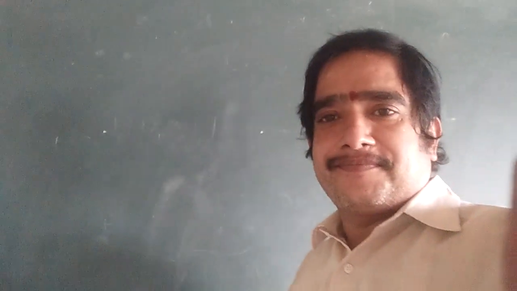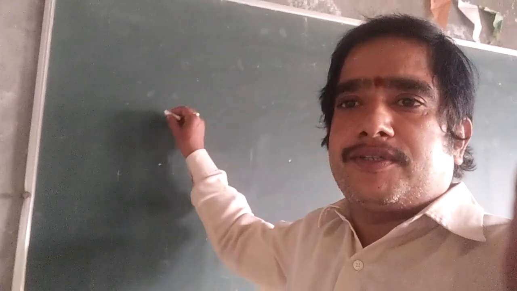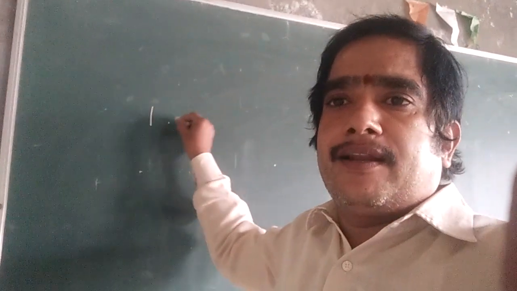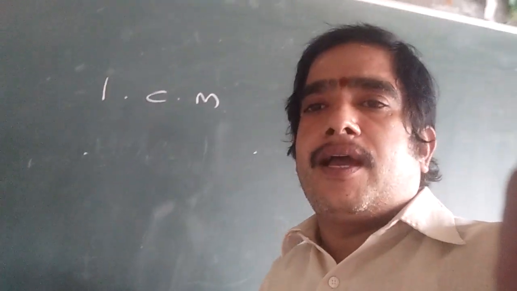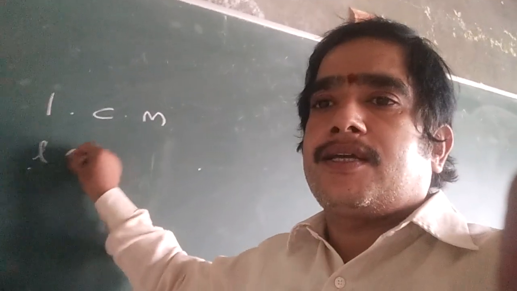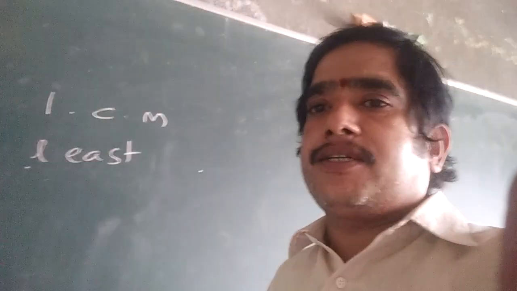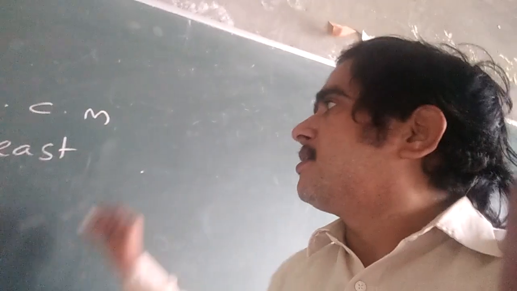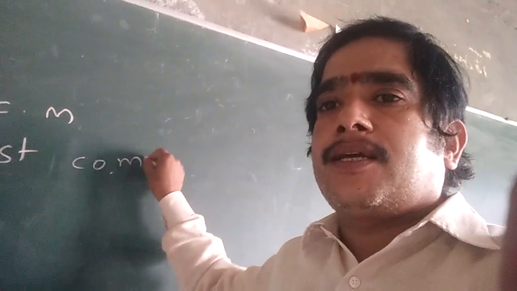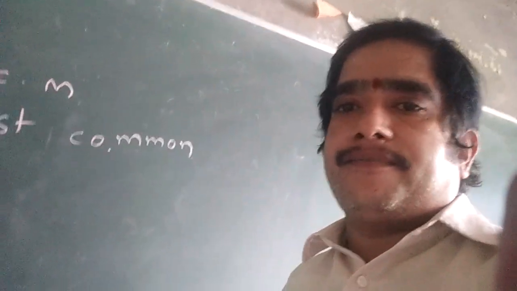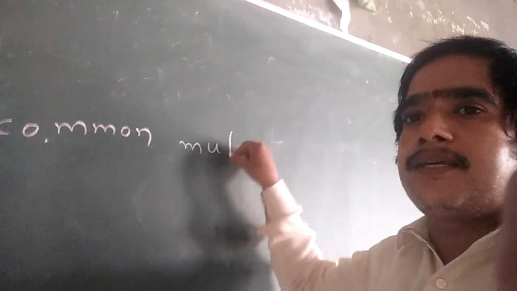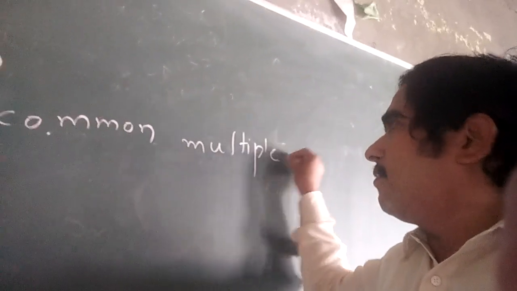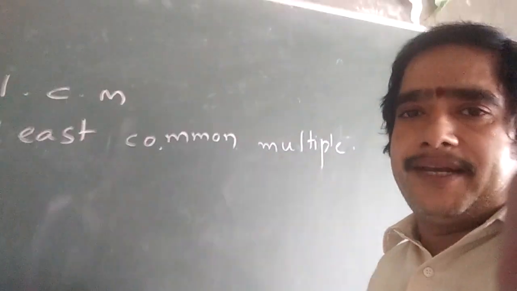Hi, we are going to learn about LCM. LCM. L means least, C means common, and M means multiple. Least common multiple.